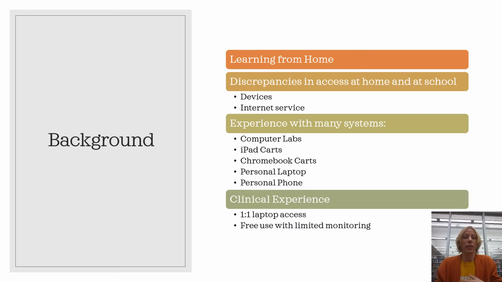And I saw a lot of discrepancies in access at home versus at school in devices and internet service. The high school where my brother was at was loaning out Chromebooks for students to use who didn't have anything at home. And they also would have trucks that provided internet service at random parks because a lot of the students in my area just don't have enough internet access or good enough internet to handle doing school at home.